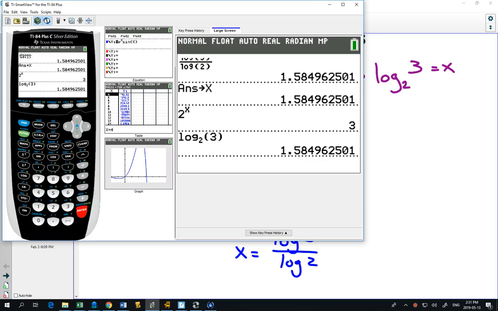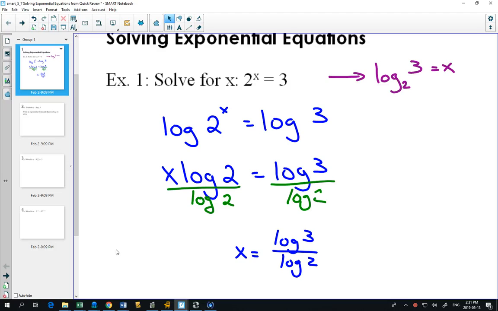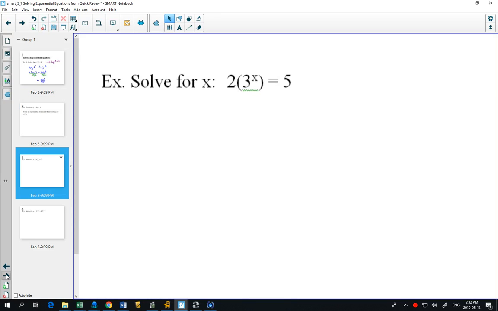But many calculators don't have that log base, and so the other method helps us solve no matter what the equation is. Because changing it to log form only works if you have a single exponent, a single power. But if we look at the next example on your sheet, this isn't a single power. We've got 2 times 3 to the x equals 5.